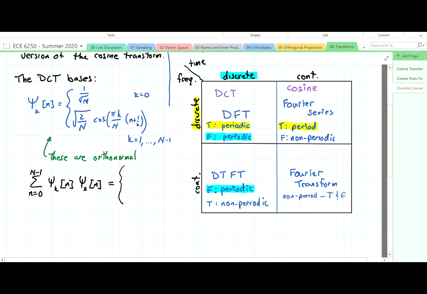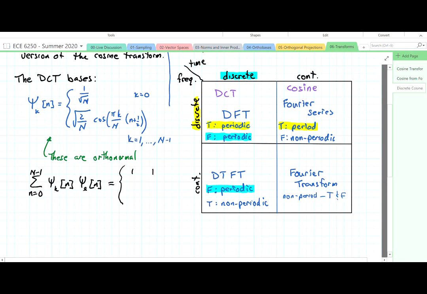If they are the same frequency, then we will have 2 over n times a cosine squared term. The cosine squared term will sum up to 0 because it's got equal positive and negative parts. And 1/2 times 2 over the square root of n would be 1 over n. So once again, we get 1.